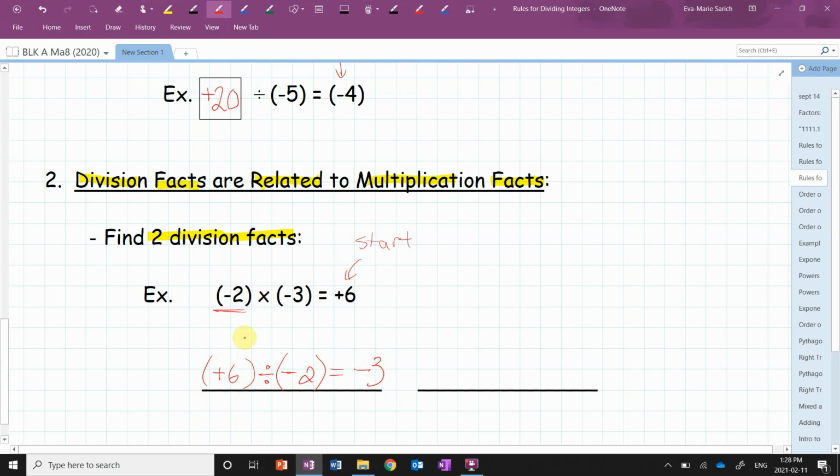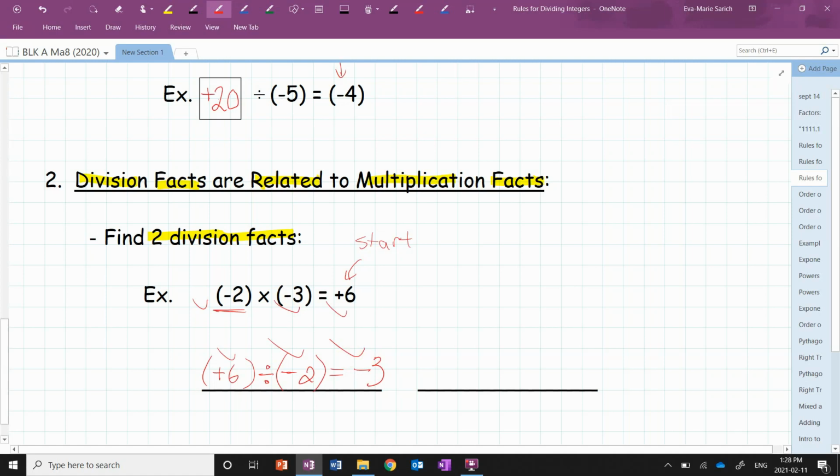We've taken this and turned it into a division. Well, guess what? Here's positive 6, which is there. There's the -2 we put here. And guess what? This number is the same as our answer there.